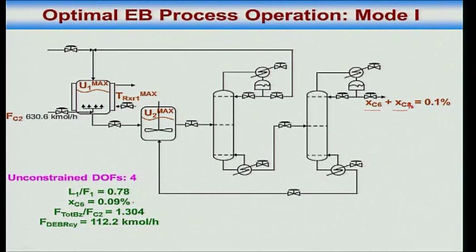For similar reasons, U1 and U2 max are also active. U2 max is active for the same reason. I don't want unnecessarily to recirculate too much diethyl benzene. If the reactor level is maximum, similarly U1 max is active.